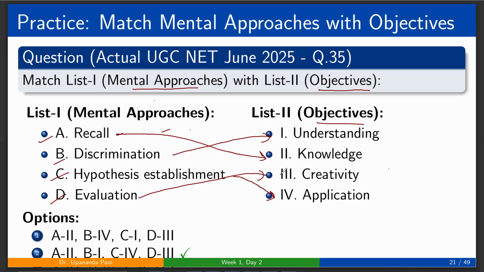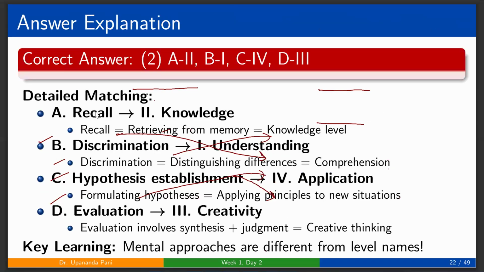We'll have more practice, and if you have any doubt, we'll discuss more on that. Now next, you can see the correct answer, as I already told you. Now what is the reason behind that? The correct answer: recall is like the second one, that is knowledge. Recall means you are retrieving from memory. So that is exactly equal to the knowledge level.